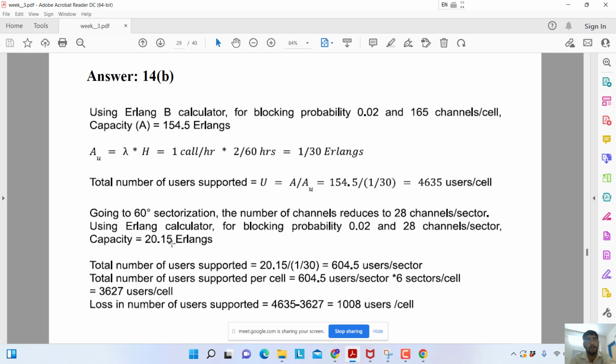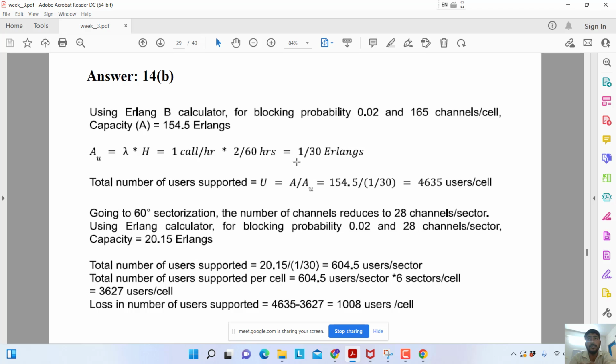And the traffic per user is the same. So from there we can calculate the total number of users supported by the 60-degree sectorization. It is coming as 604.5 users per sector. This is the data for one sector, and we have 6 sectors, so to calculate the total number of users we just multiply 6 with 604.5. It will become 3627 users per cell.